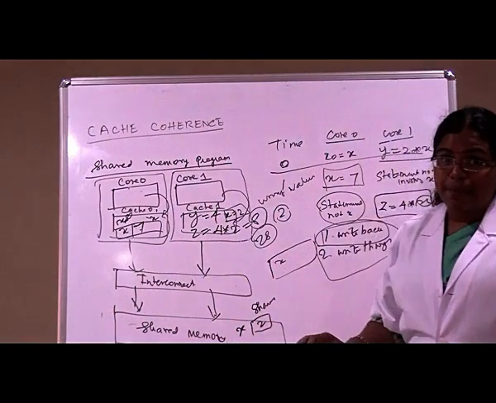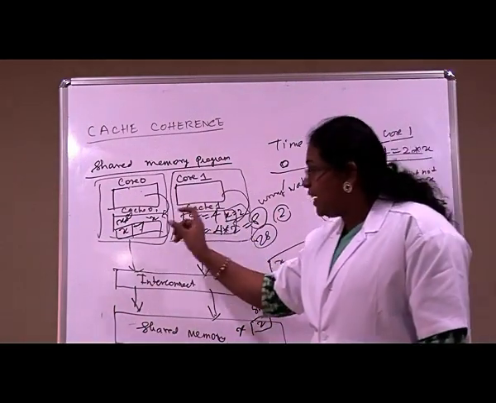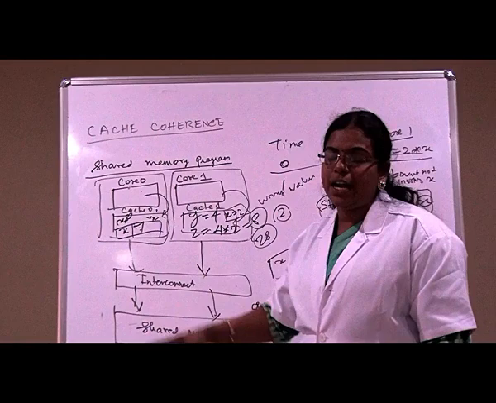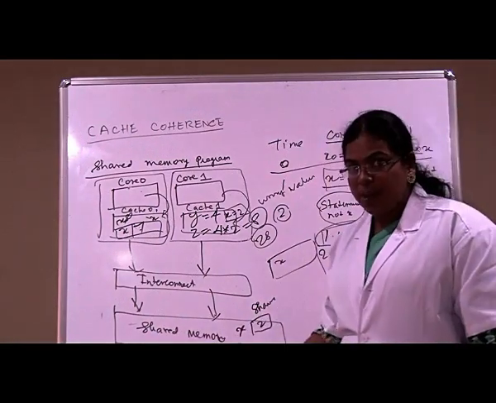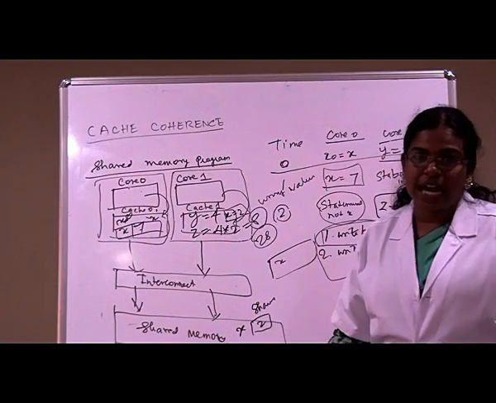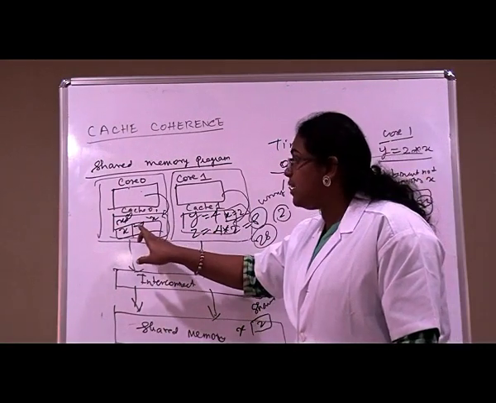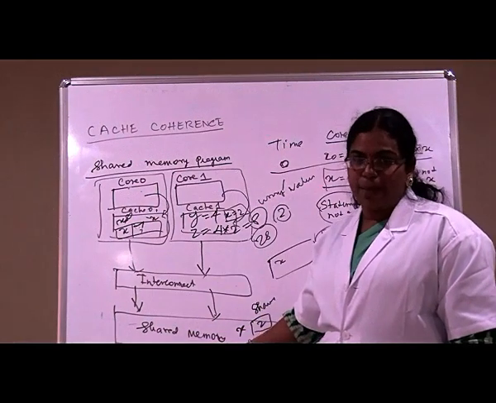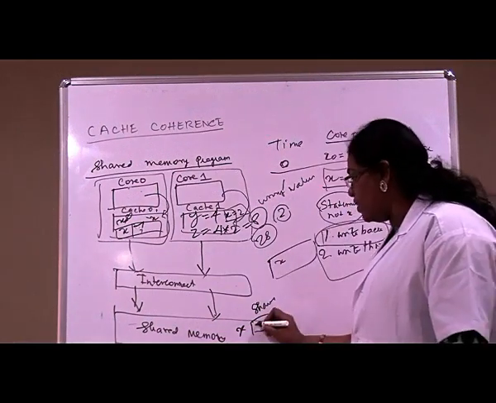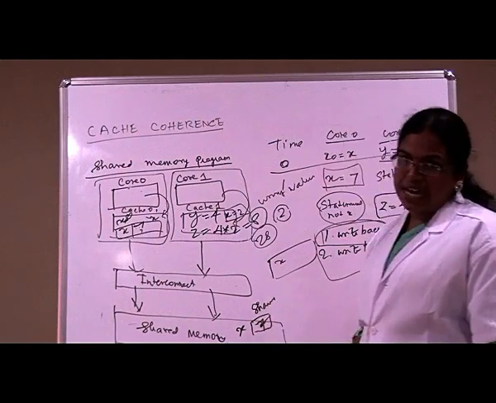Write back is nothing but when I am evicting X from the cache, because I am in need of new data that will be loaded from the main memory, so there is no space. I have to evict my X from the cache. So at that time the updated value 7 will be made consistent with the main memory. So at that time I will change the value of X to 7.